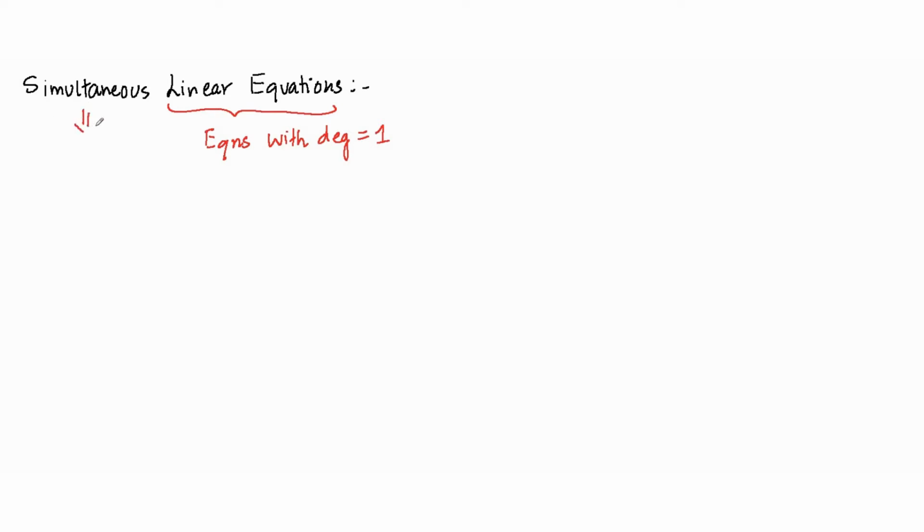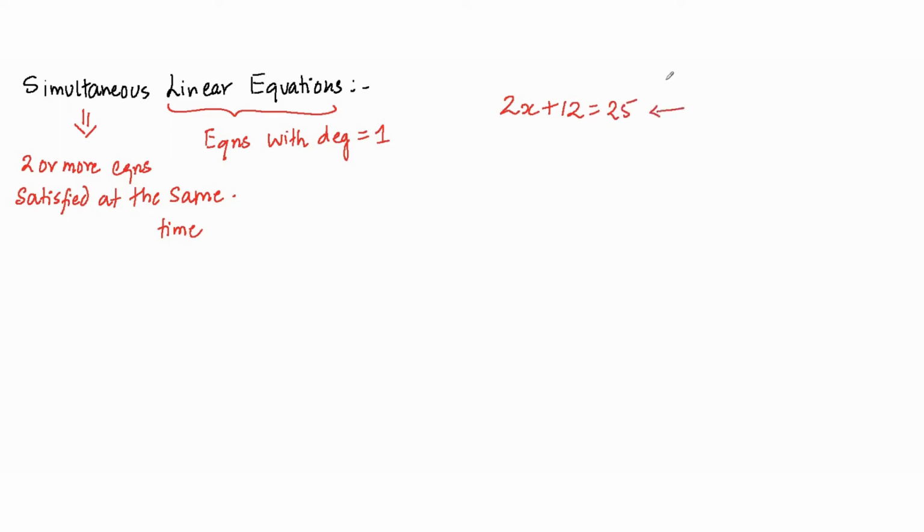And the term simultaneous means we are talking about two or more equations which need to be satisfied at the same time, right? So you could also have more than two equations. For example, I could have an equation like this, say 2x plus 12 is equal to 25. So this is a linear equation. It is linear because the highest power of x here is 1. However, there is just one variable that I see. So this is a linear equation in one variable, right?